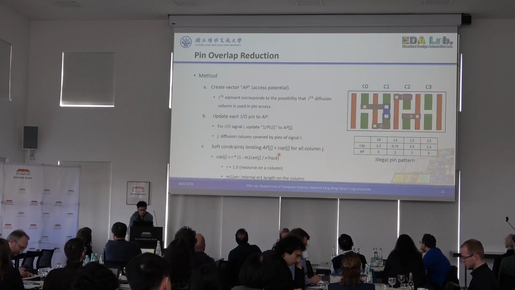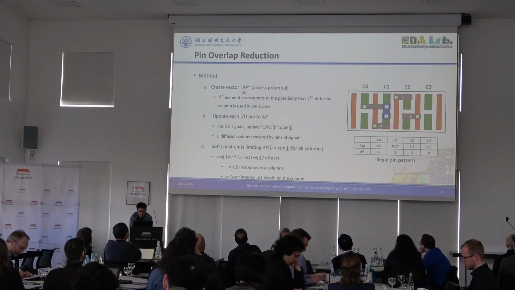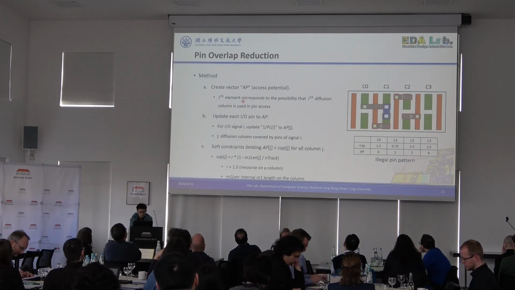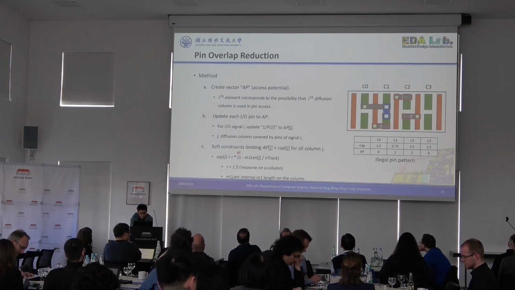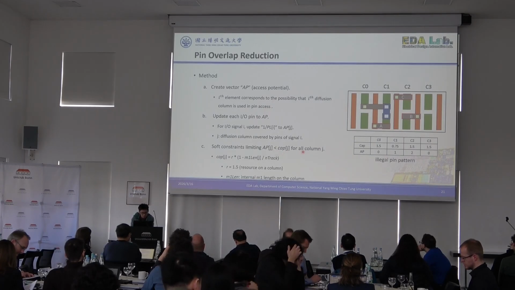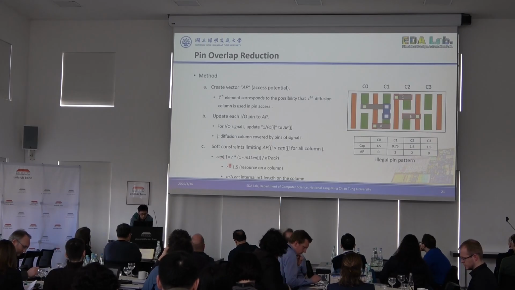First, we create an access potential vector, which we call AP. The ith element corresponds to the possibility that the ith diffusion column is used in pin access. For I/O signal I, we update one divided pin length of I to AP_J, where J is a diffusion column covered by pins of signal I. And we set a soft constraint limiting AP_J to be lower than cap J for all columns J. This is cap J, this is the M1 length in column J, and this is the M0 routing track.